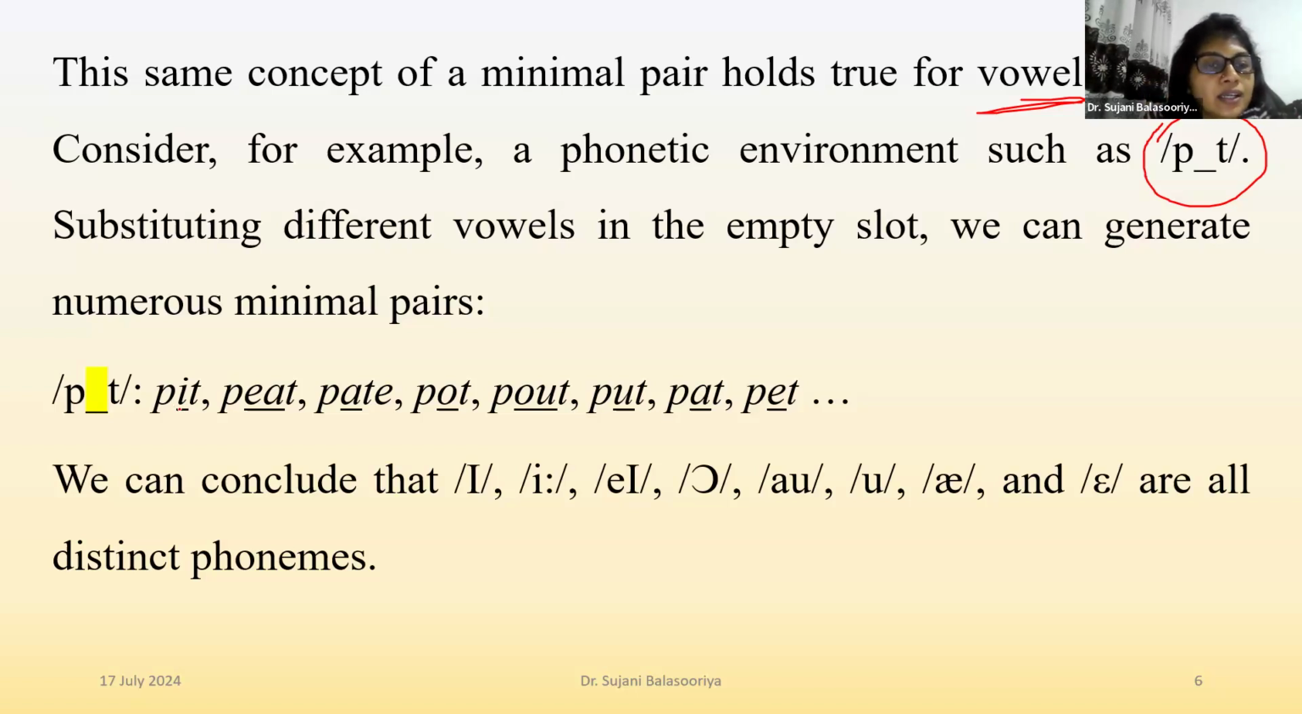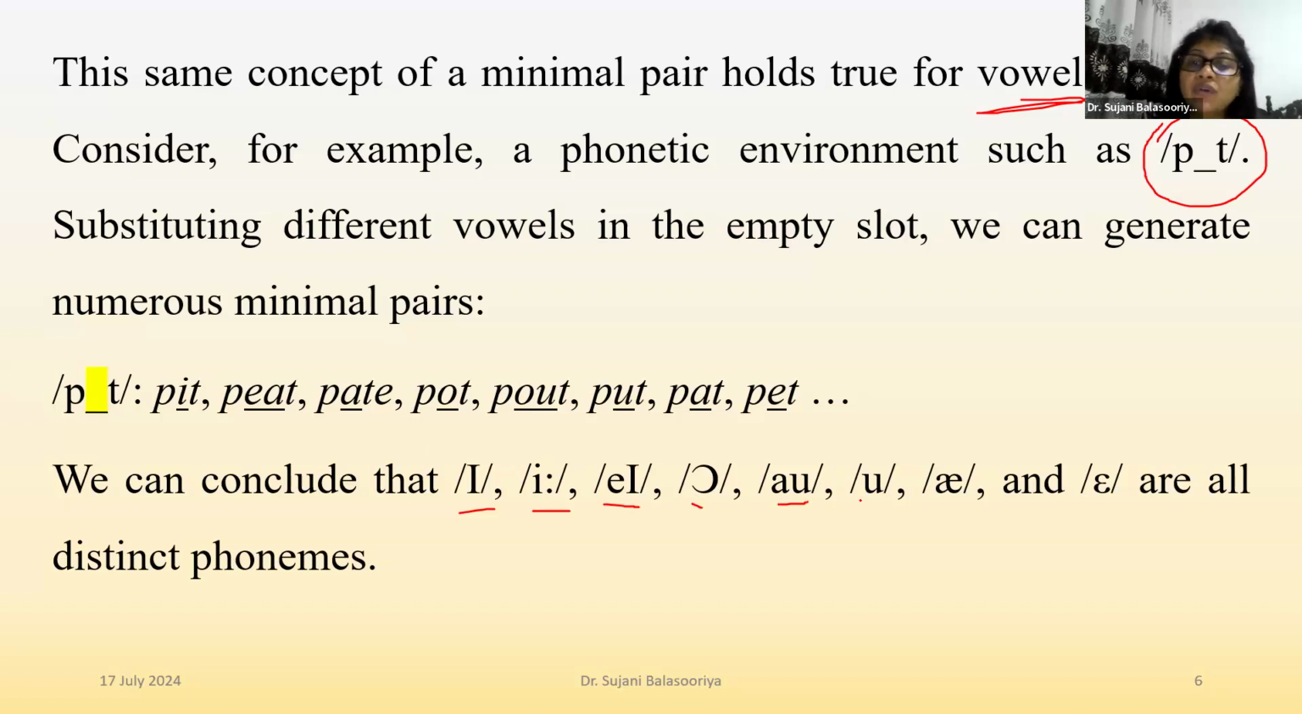According to the meaning you want to express, we can take short E, then it will be pit. Or you can take long E, the spelling P-E-A-T, then it is peat, which has another different meaning. And then we have another option, a diphthong, like pate. Or we can fill in the blank with O, like pot. Or we can use another diphthong, like pout.